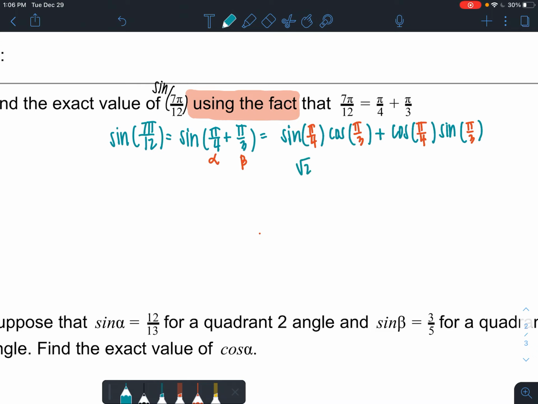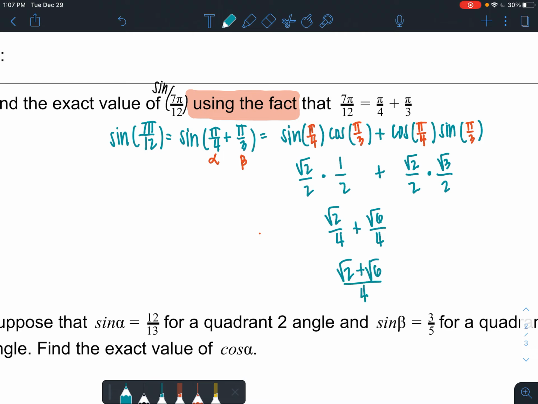So sine of pi over 4 is radical 2 over 2. Cosine of pi over 3 is 1/2. Cosine of pi over 4 is radical 2 over 2, and sine of pi over 3 is radical 3 over 2. We'll simplify, we get radical 2 over 4 plus radical 6 over 4, which is radical 2 plus radical 6 over 4.